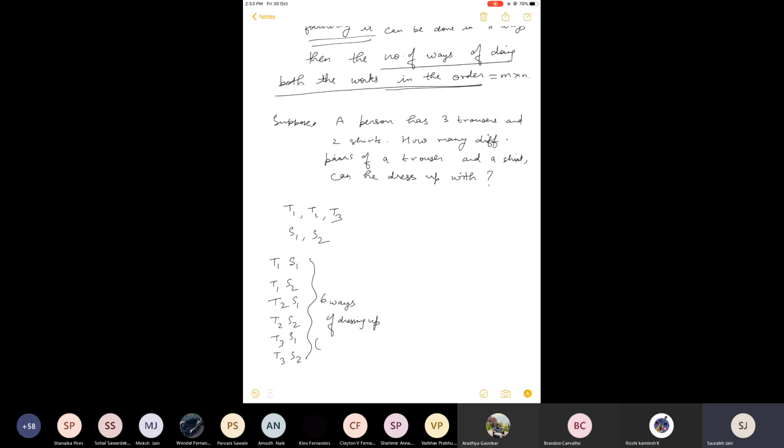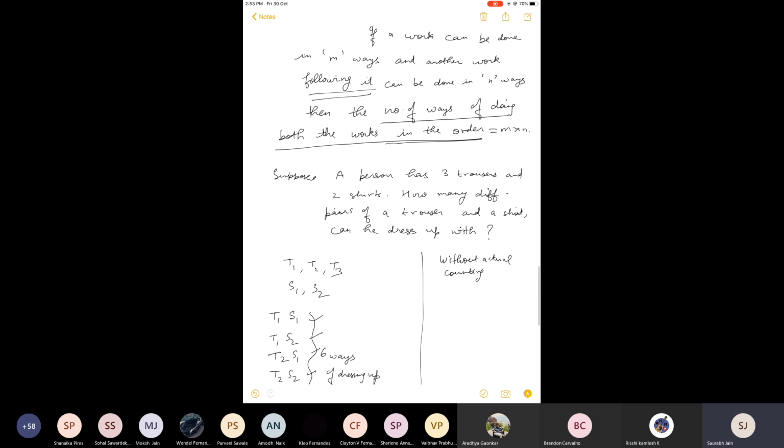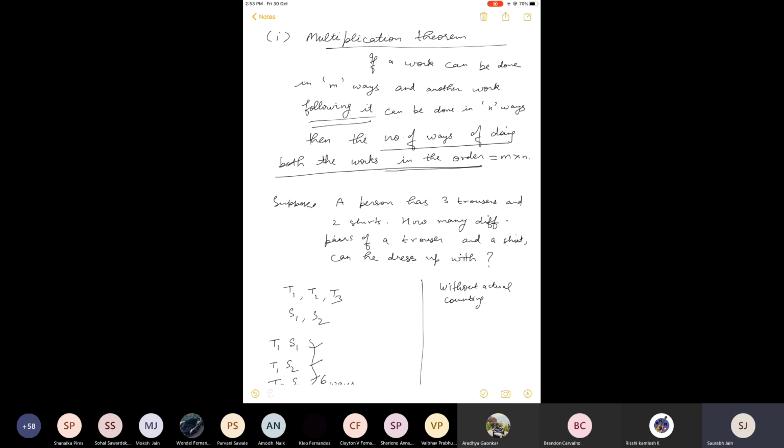And actually I have done the actual counting. Actual counting means I'm actually seeing what the possibilities are and I'm counting them. Six ways. Without actual counting, let me tell you how to use this multiplication theorem and what is the meaning of this work and everything.